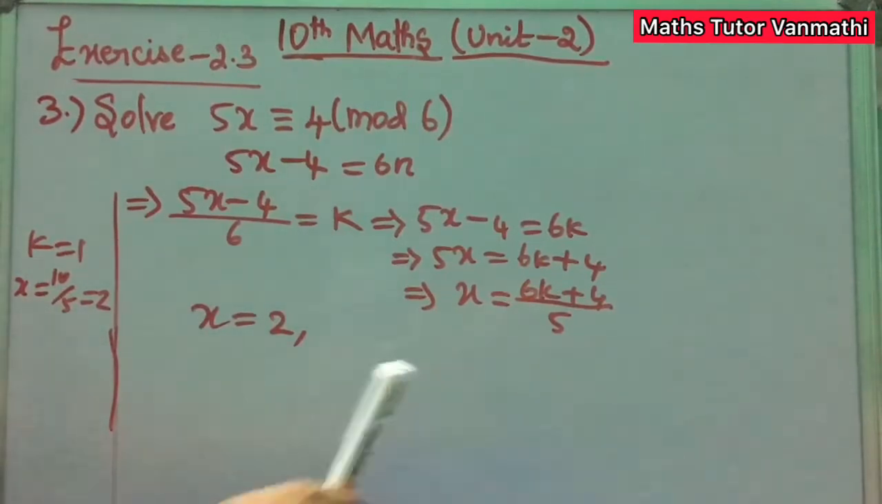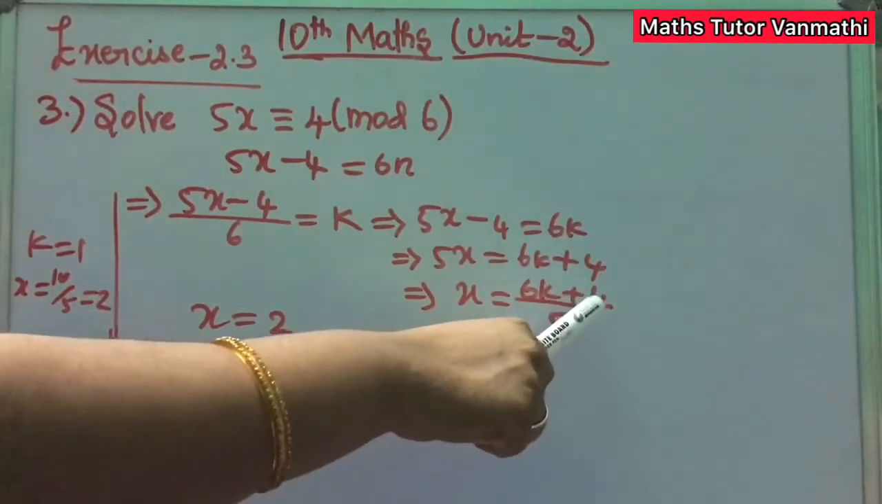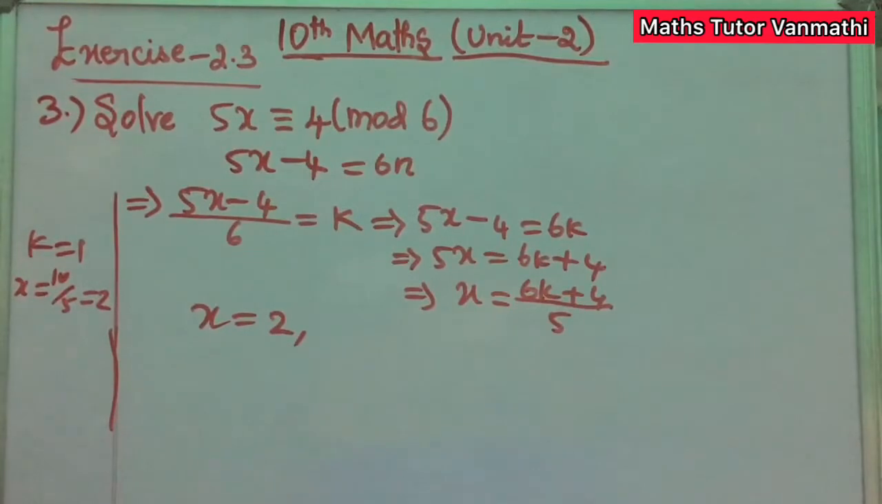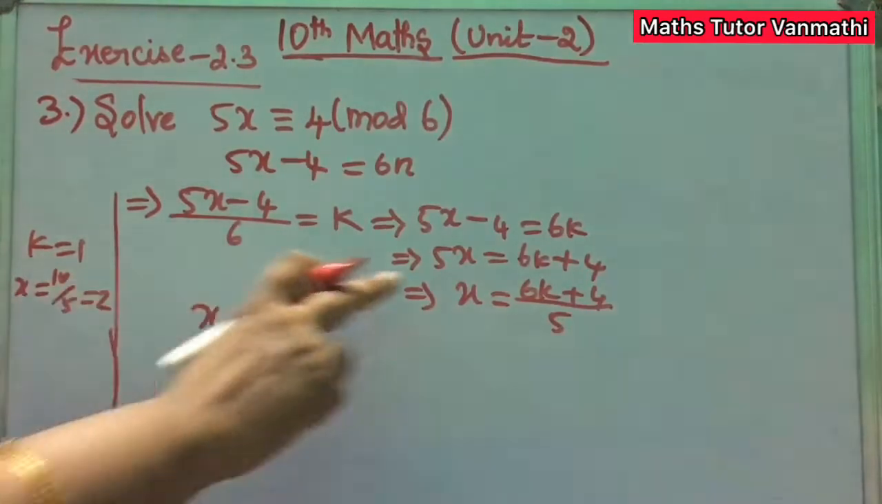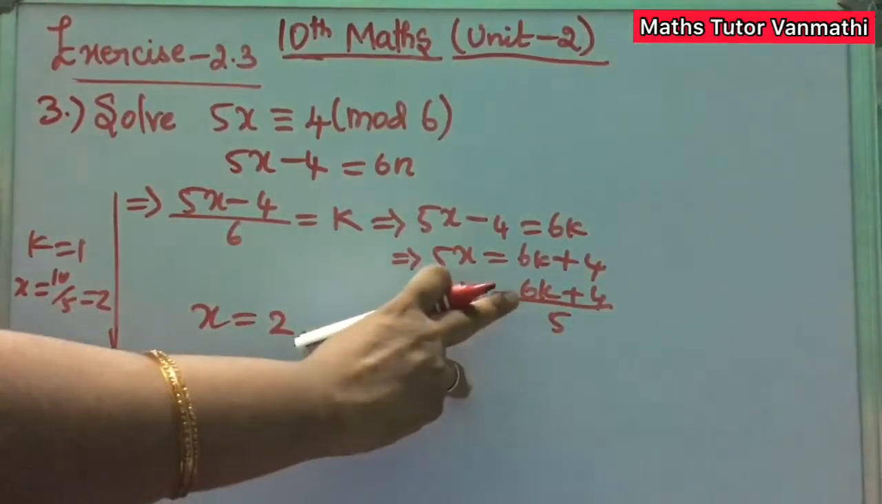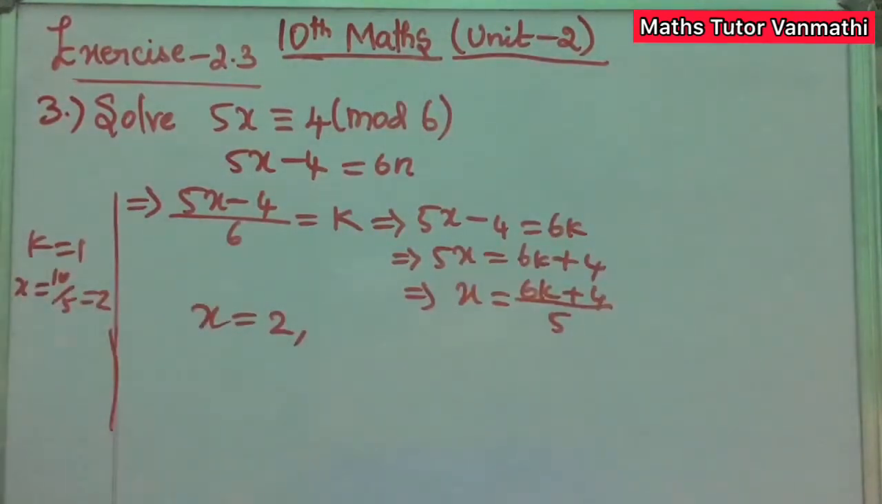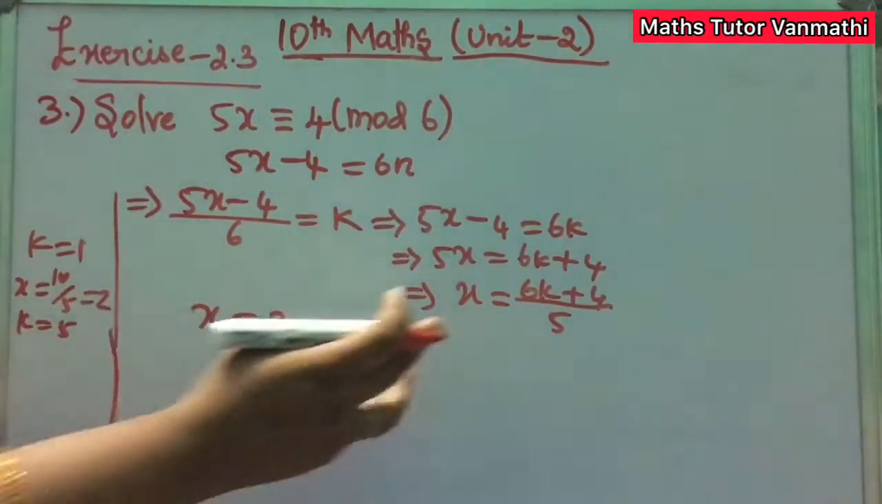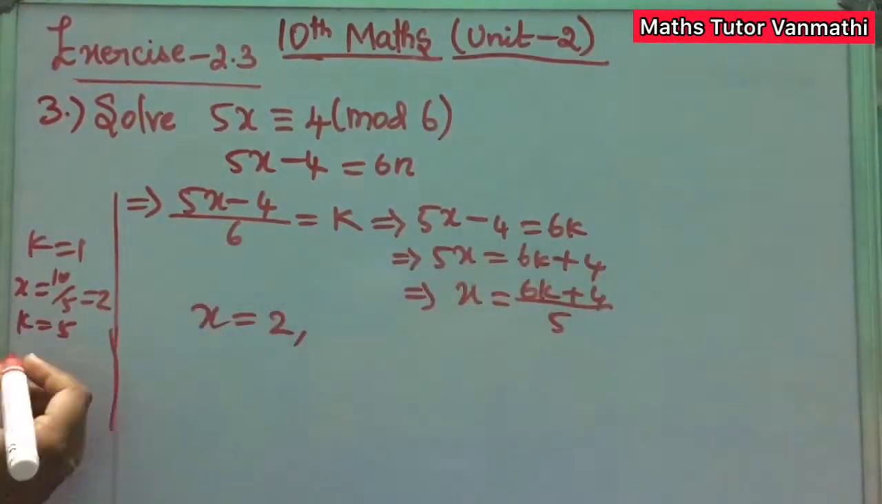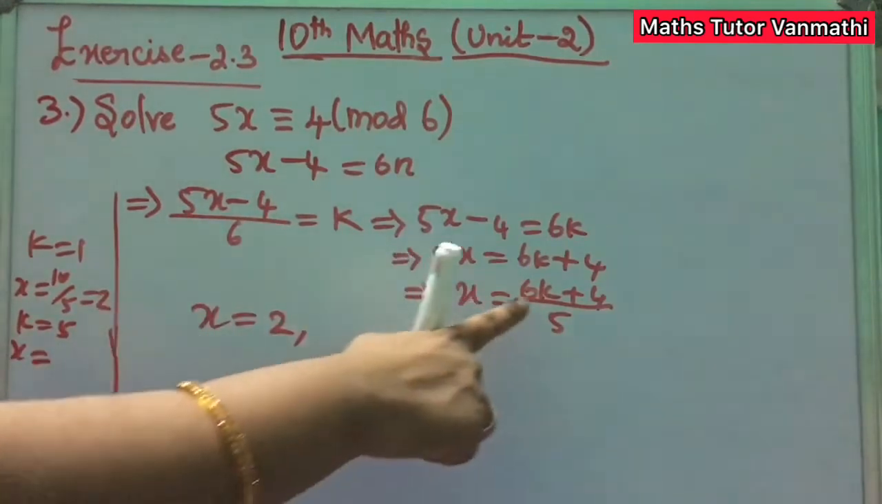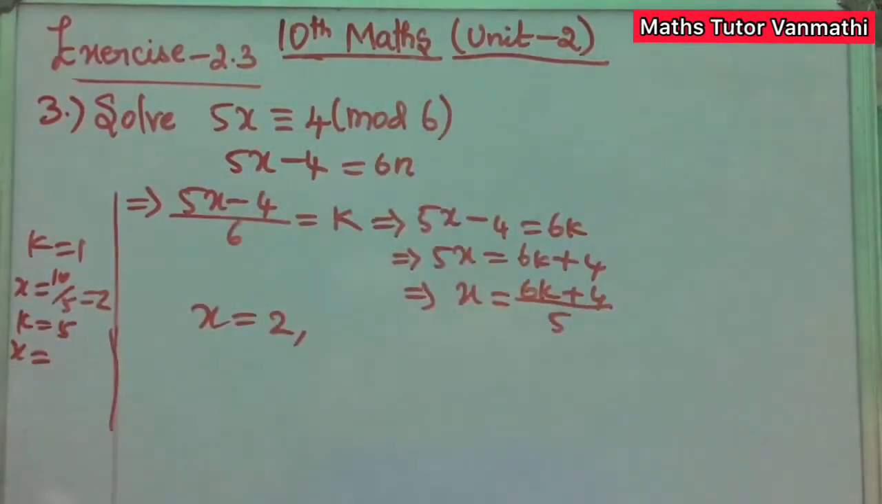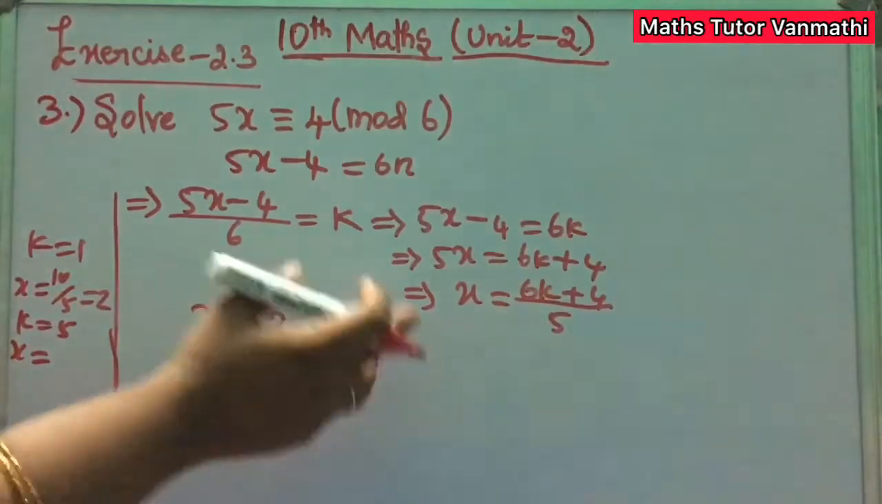Next, k equal to 3. 3 6s are 18. 18 plus 4 is your 22. 22 also cannot be divided by 5. So neglecting 3 also. Next, we are taking k equal to 4. 6 4s are 24. 24 plus 4 is here 28. 28 also cannot be divided by 5. Next, take k is equal to 5. 6 5s are 30. 30 plus 4, 34. 34 also cannot be divided by 5.